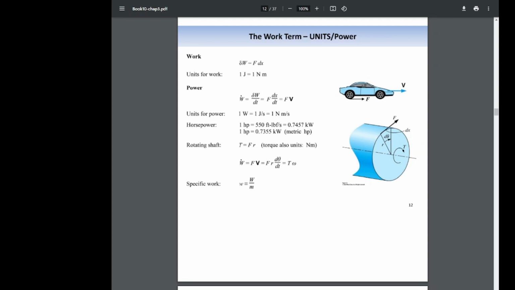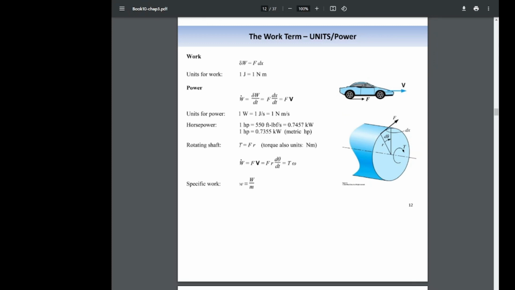This could be converted over to horsepower. And of course, if you wanted to convert it back, so this is our USCS units, to watts, you can do that. So 1 horsepower is basically about 735 watts, or 0.7355 kilowatts.